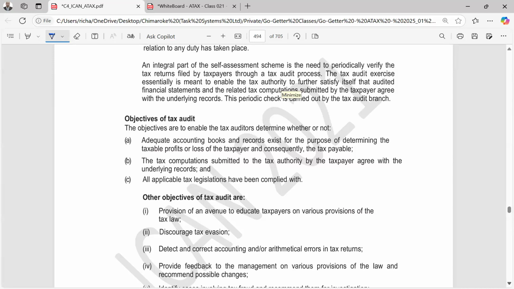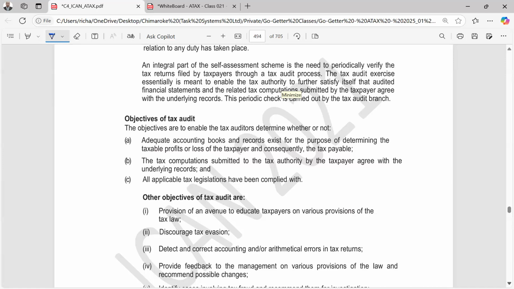So here, they are not just looking at your books, whether you are keeping proper books, whether the normal accounting policies are followed. They are checking if your records exist that will help them to determine your tax payable, which is the sole end. Then the tax computations that were submitted during your self-assessment, they check if it agrees with the underlying records that you are keeping in your establishment.